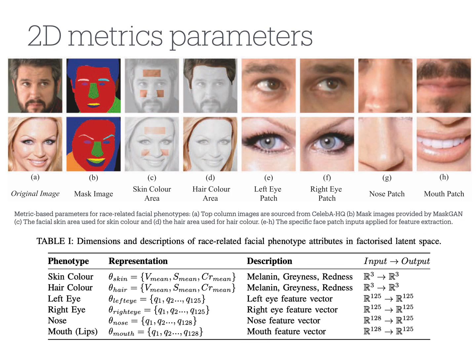In our approach, we utilize a factorized latent space to represent race-related facial phenotypes. By decomposing the latent space into distinct factors, we can isolate and manipulate specific facial attributes such as skin tone, hair color, and facial feature shapes independently. We use a combination of color histograms and segmentation algorithms to accurately extract skin and hair color from images. We employ landmark detection to identify and isolate specific facial features such as nose, eyes, and mouth. Each feature is represented as a separate factor within the latent space, allowing for independent manipulation. This allows for fine-grained control over these phenotypes, enabling us to generate diverse and realistic facial images with precise racial characteristics.